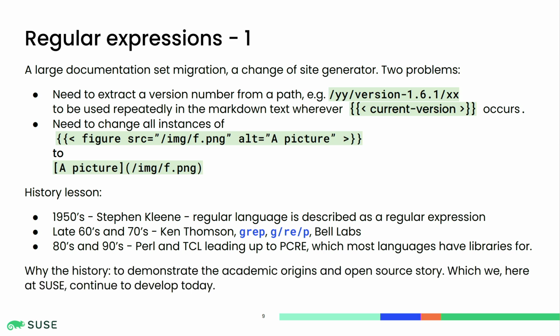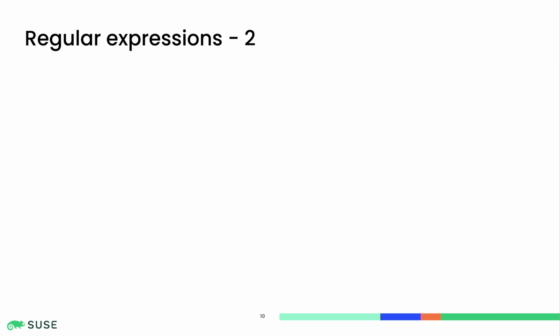I just wanted to talk a little bit about the history to give a sense of the academic origins of this stuff and the open source story. This source code leaked out of Bell Labs, more or less, and was developed. And at SUSE today, and I think DP is going to talk about it in one of the keynote addresses, we're very keen on this open source story and continuing with that.